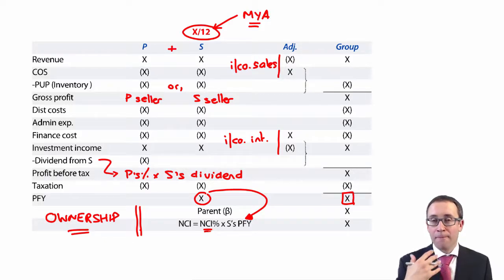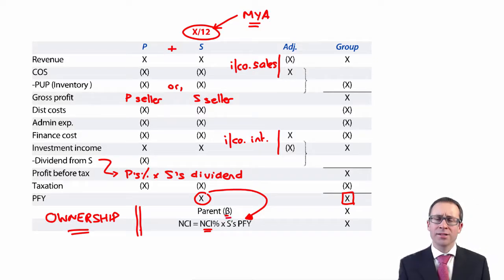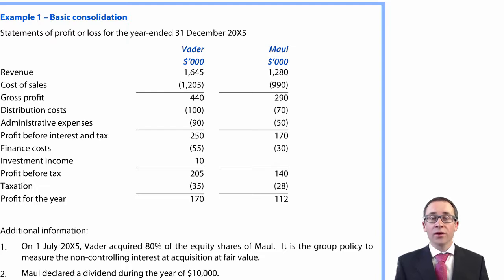The figure then that's attributable to the parent, we cheat, and we will always cheat, is just a balancing figure. Essentially, it's the difference between the group profit for the year and the non-controlling interest. So taking that group profit for the year that we've got in the square box, deducting that non-controlling interest that I put in another square box, will then give you the amount attributable to the parent. Okay, it's as easy as that. That's the fundamentals.